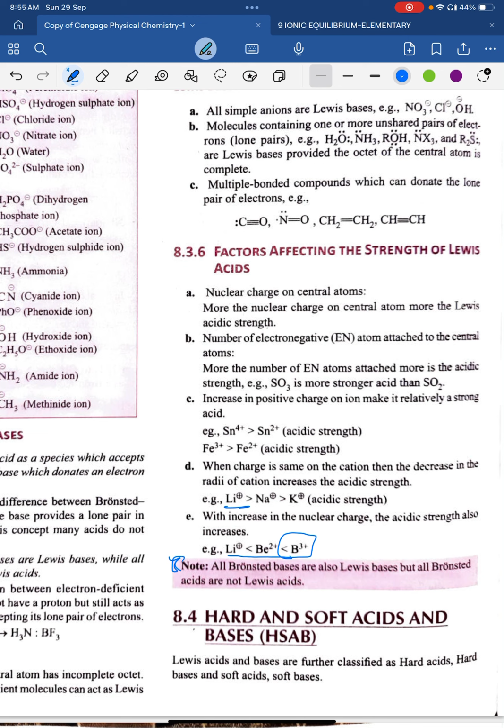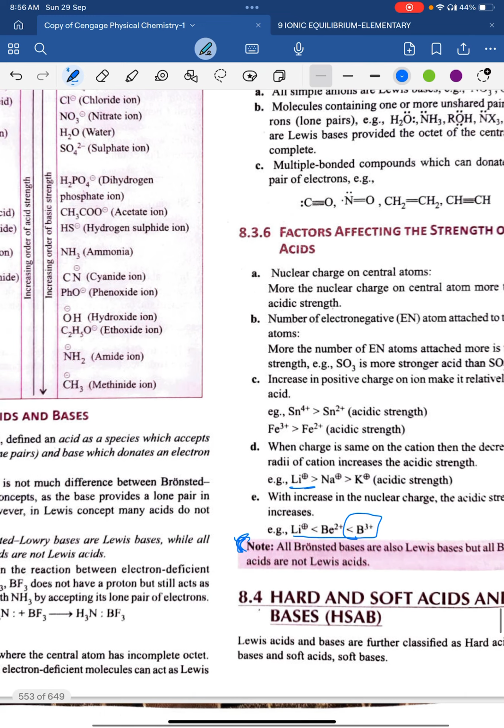Here is one note they mention: all Brønsted bases are also Lewis bases, but all Brønsted acids are not Lewis acids. What it means: Lewis acid means lone pair acceptor, and Brønsted acid means H plus donor. So they do not align with each other.